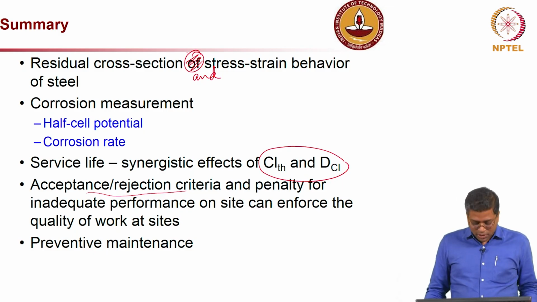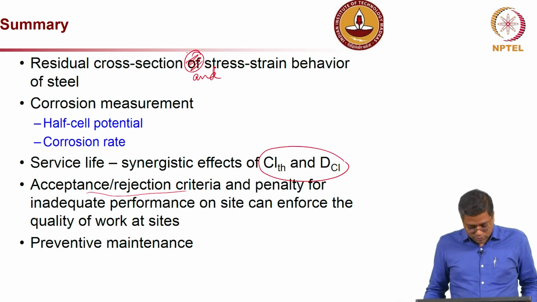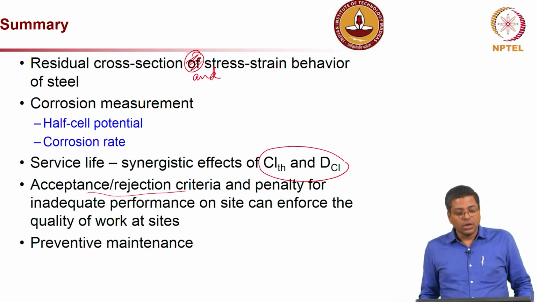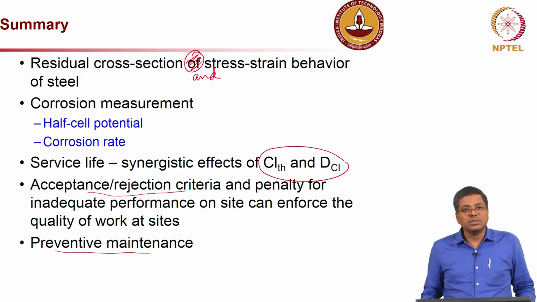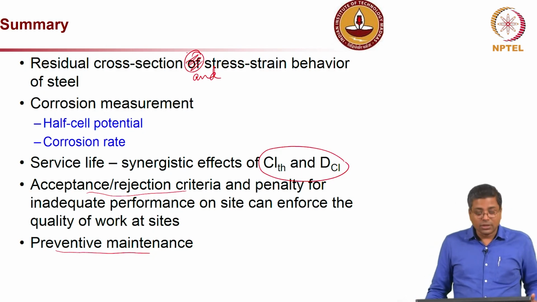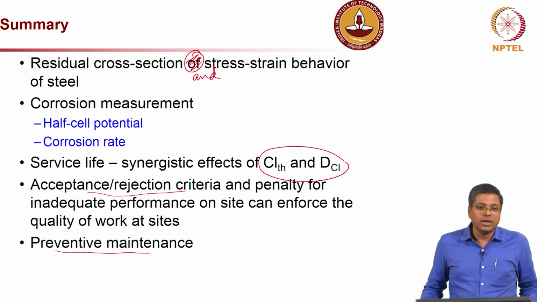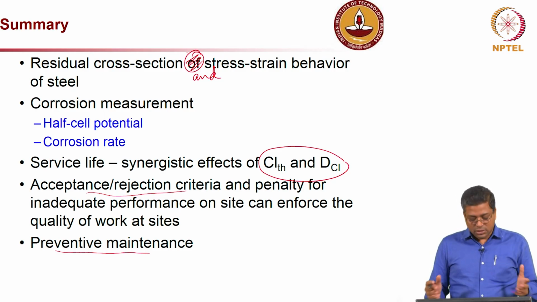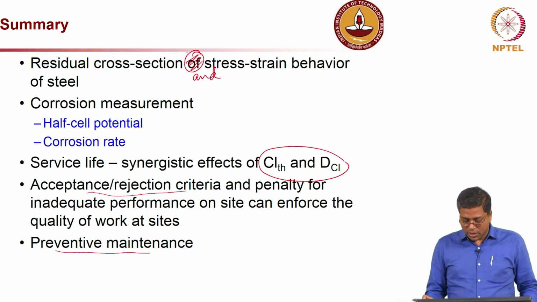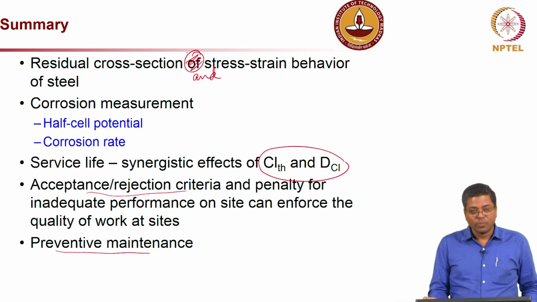And then acceptance and rejection criteria, like connecting money or the payment to the performance indicators, will be very useful to ensure that the structures which we build and the repairs which we do are actually going to be long lasting. And finally, we discussed preventive maintenance. There is nothing better than preventive maintenance. That will really save a lot of money in future, because corrective maintenance is usually much more expensive than preventive maintenance. It is similar to prevention is better than cure, which we all know.